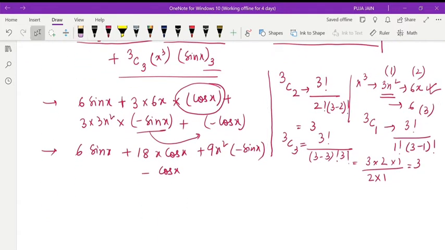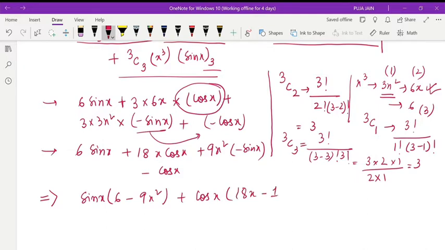Now the ultimate result is what? Can we take anything common here? Yes, we can take sin x common. If we take sin x common, we get 6 minus 9x square, and if we take cos x common, we get 18x minus 1. So this is our final answer.